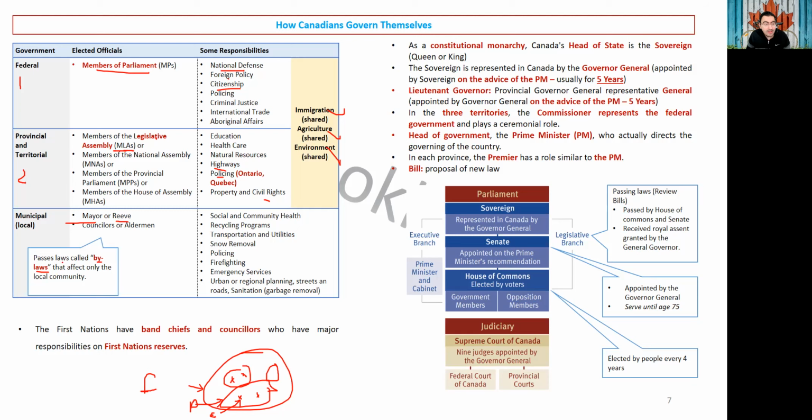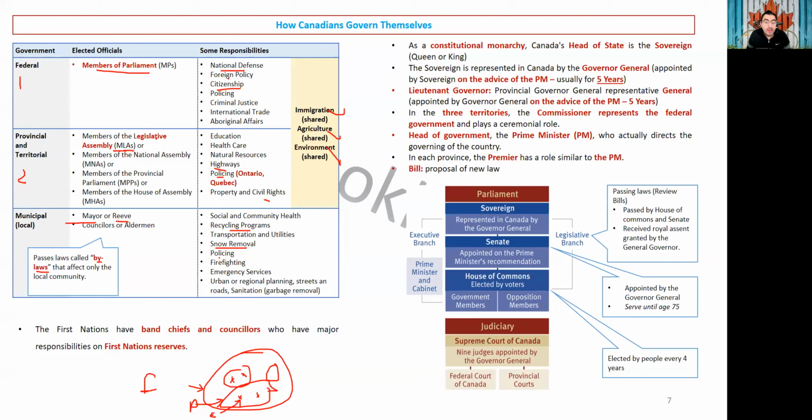What responsibilities does the municipal or local government actually take care of? For example, social and community health, and recycling programs. So getting rid of the garbage, how the garbage will be handled, recycling programs. This is also local. Transportation and utilities. For sure, we have London buses, London Transit, or whatever. Each city has its own transportation system. Snow removal. Each city is also responsible for handling the snow, how many times and how long it will take, and all the stuff.